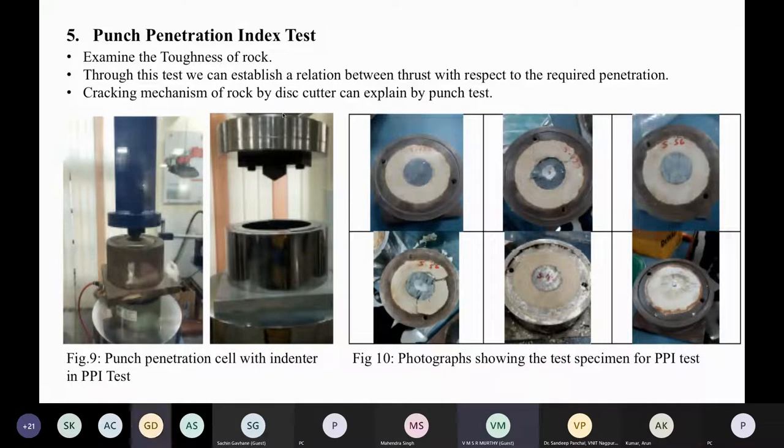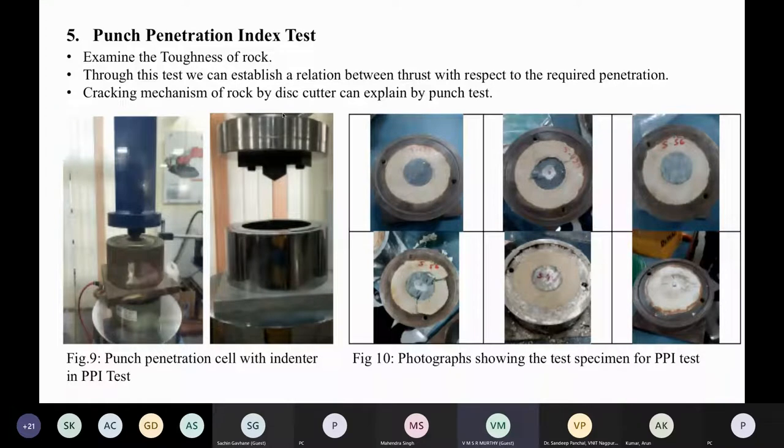Basically, through this test, we are going to select the critical thrust that I need to apply for a required penetration. In fact, this is what we are looking at in any TBM. In different rocks, what kind of thrust do I need to put in for a given penetration? In other words, whether we need to reduce the parameters by looking into the rock strength and rock parameters, so that we don't unduly consume our cutters, nor put our TBM into hardships.